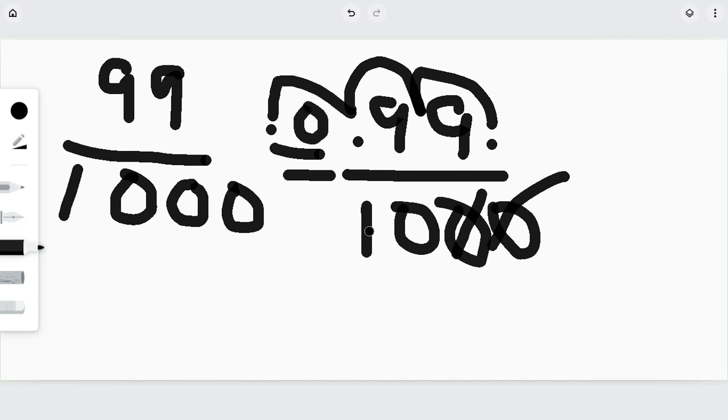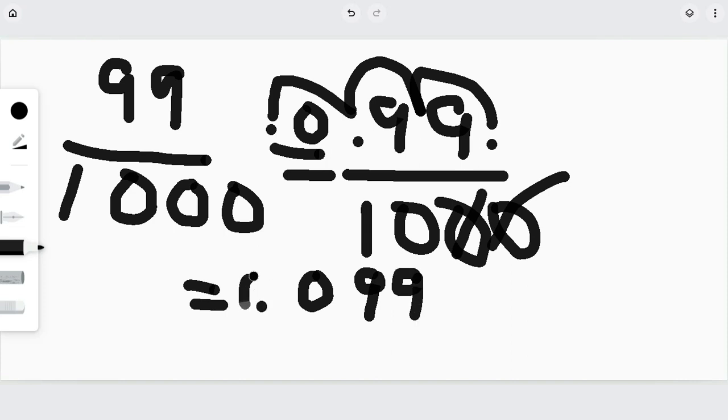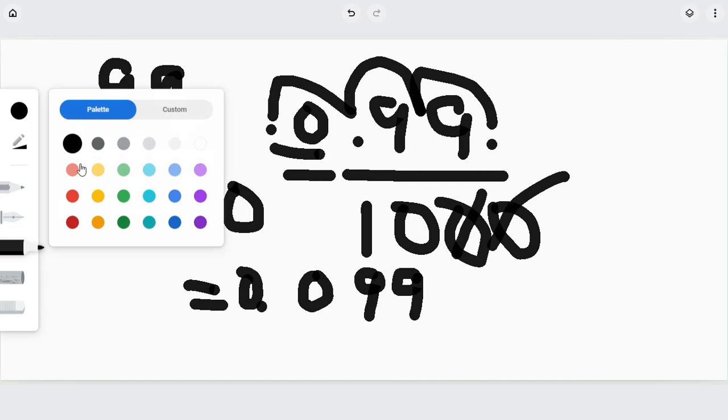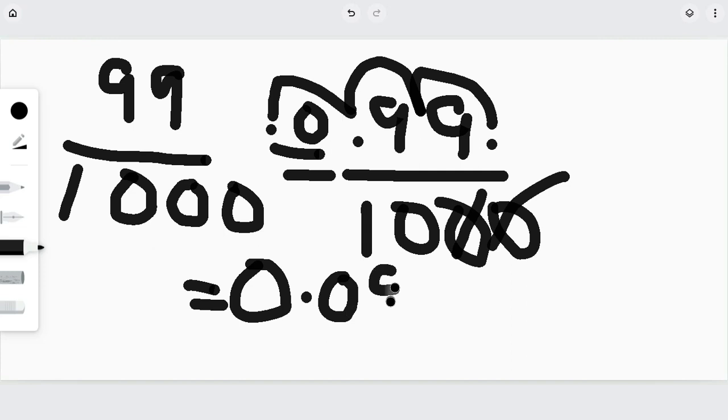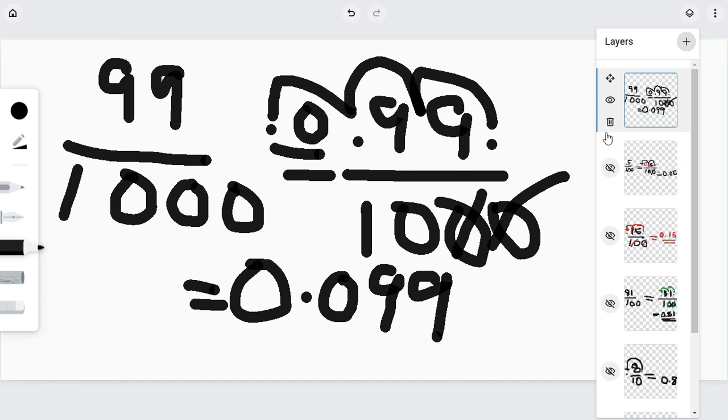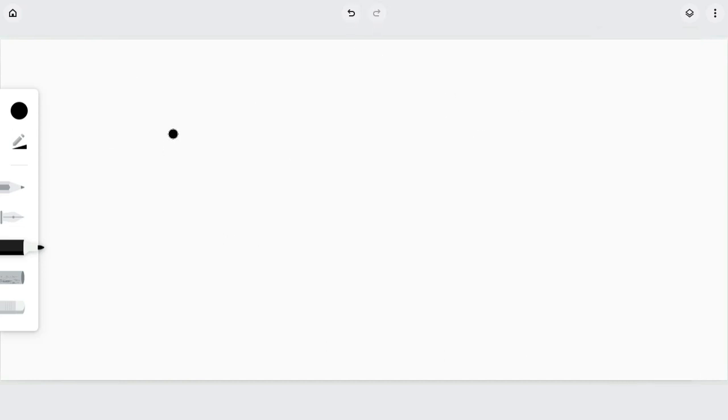Now the answer is 0.099. You understand? That means the answer is 0.099. So whenever you have to change a number like this over 1000, you shift the decimal point 3 times. So what I really want to explain here is that no matter what the question is, you just have to know how many zeros are in the denominator, the number at the bottom. So if the denominator has 1 zero, you are going to shift the decimal point 1 time.